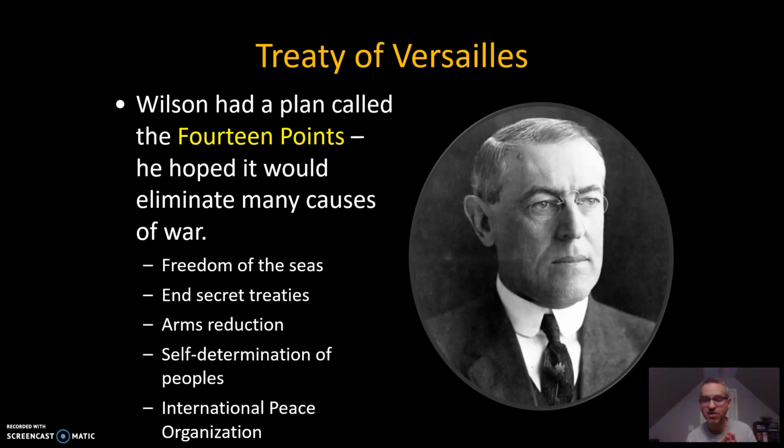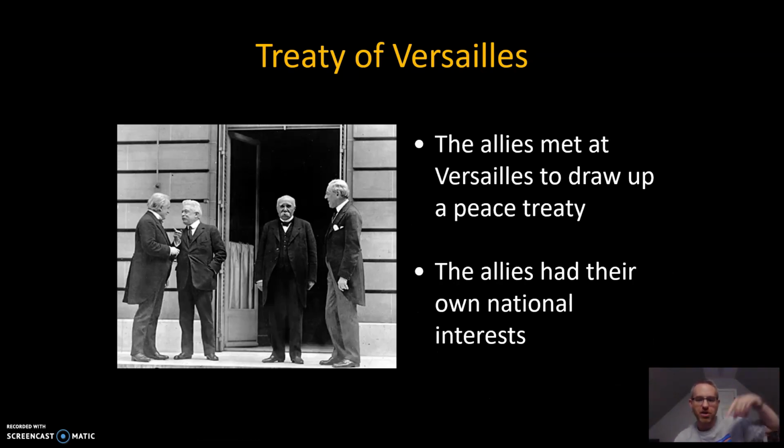Let's end secret treaties. So I know that Italy has an alliance with this country and this country and this country. So if I attack Italy, I'm actually inviting a dog pile on me. Okay, that would be great. An arms reduction. Let's make it so the countries around the world can't just build up navies and armies and weapon stockpiles that are massive. Let's have self-determination of peoples. In other words, let's let people decide what country they're a part of. And if they don't want to be a part of your country, we don't do it. And let's have some kind of international peace organization. Now, he's going to call his the League of Nations. We'll get to that in a minute.